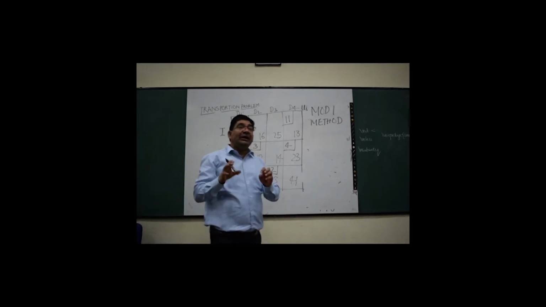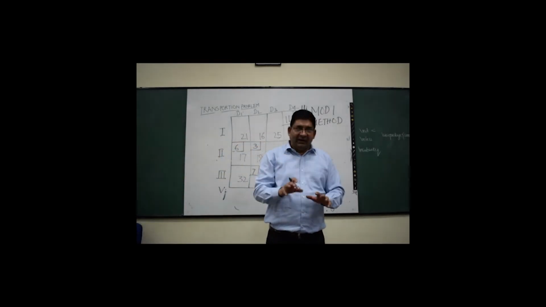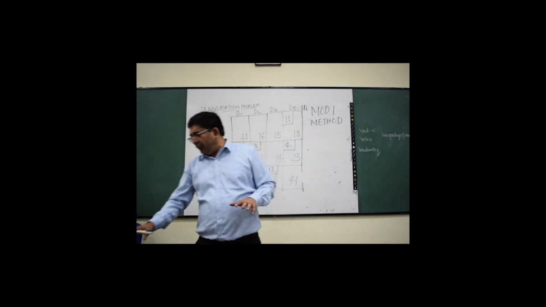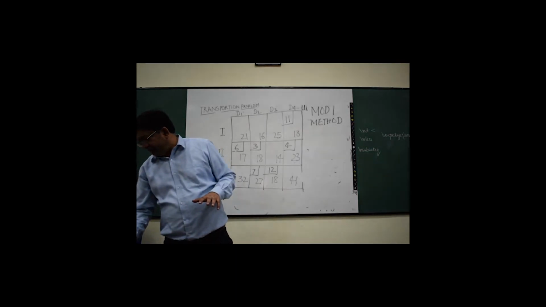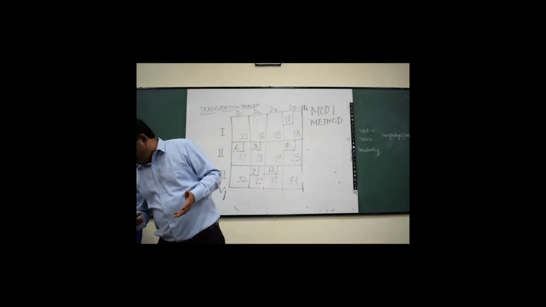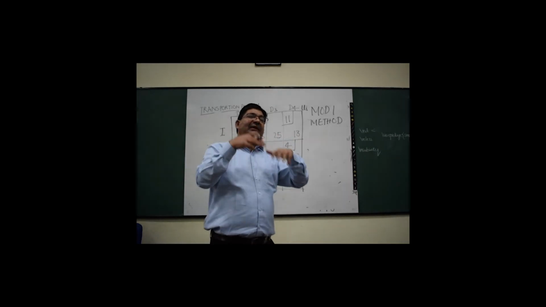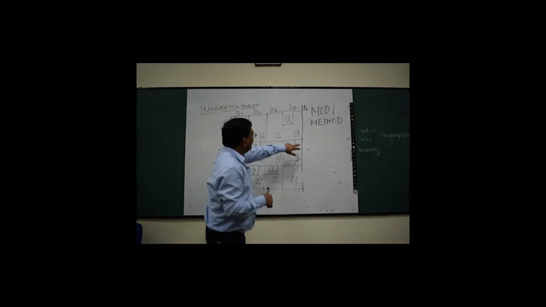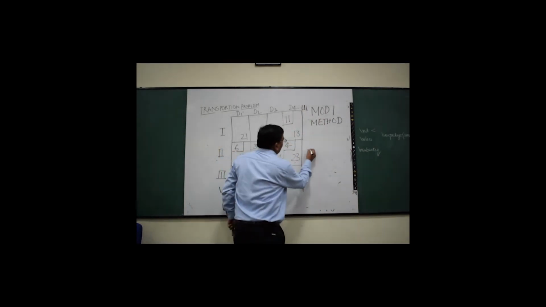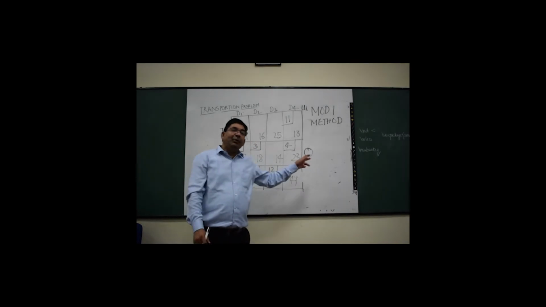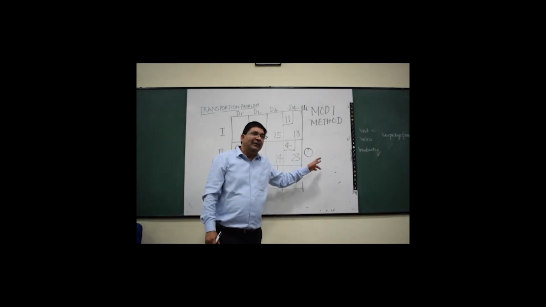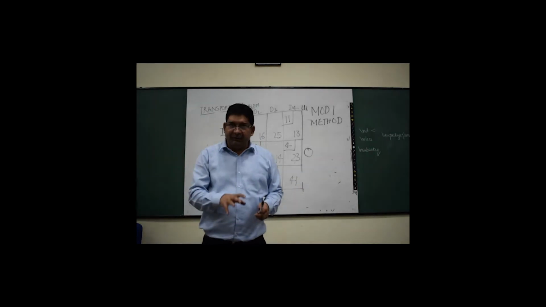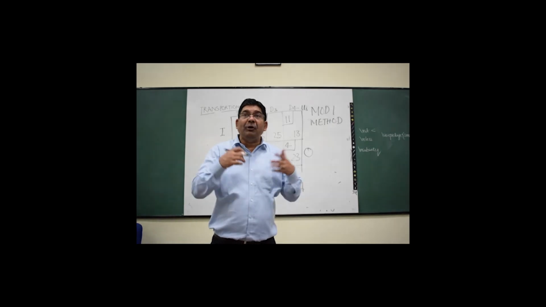Now, how to calculate these ui's and vj's? For that, we arbitrarily put one of the ui's or vj's equal to 0. Suppose this is my u2, and I put it equal to 0. By putting one of the variables equal to 0, we find out the rest of the variables. How do we find out the rest of the variables?